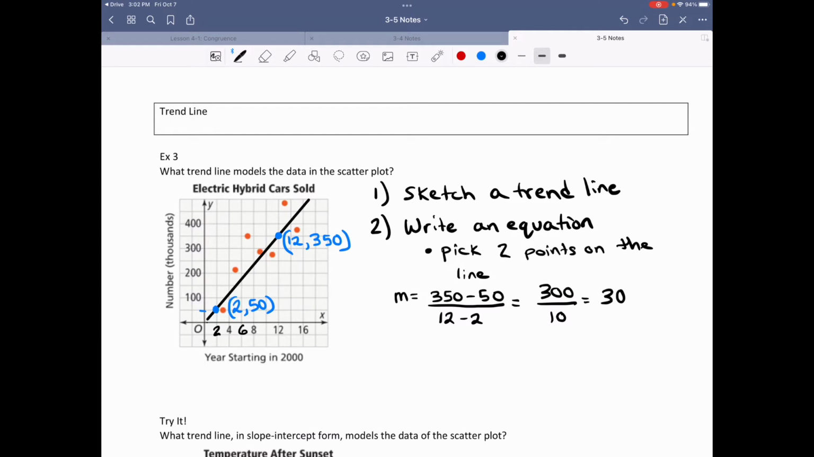Then I'm going to use point slope form just because it's easy, and then we can change it into slope intercept form if you'd like. So picking a point, I'm going to pick the first point, 2 and 50. We're going to do y minus 50 equals the slope 30 times x minus 2.